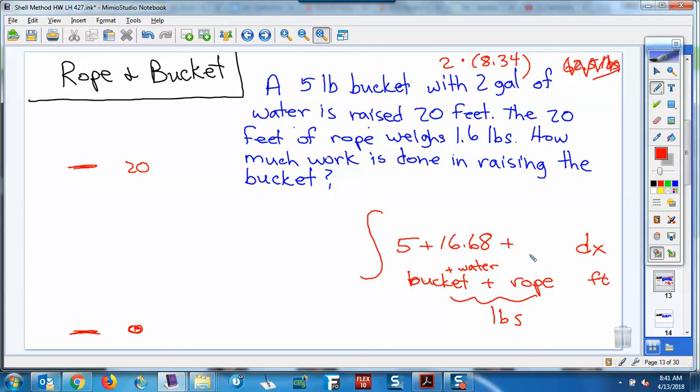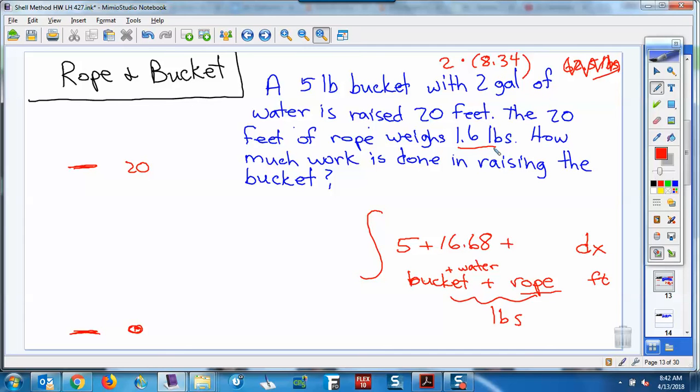Okay, but the rope is changing. So this is the part we have to work on. Of all the work problems, this is probably the part that we have the most difficulty with, is getting the equation of the rope, because it's going to change. So it's going to have an X in it. Now X is our distance from 0 up to 20. So what would be an equation? And the rope weighs 1.6 pounds for 20 feet of rope.